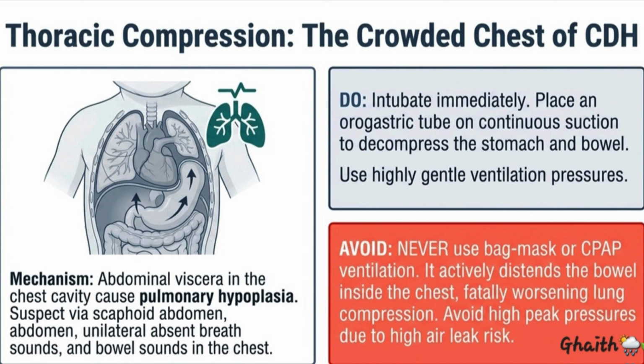Congenital diaphragmatic hernia. The mechanism: abdominal viscera herniate into the chest cavity and cause pulmonary hypoplasia. The lung on that side simply never had room to develop. Suspect it clinically from a scaphoid abdomen, unilateral absent breath sounds, and, the telltale sign, bowel sounds auscultated in the chest. Now, the management here is where standard NRP training can actively work against you, so listen closely.